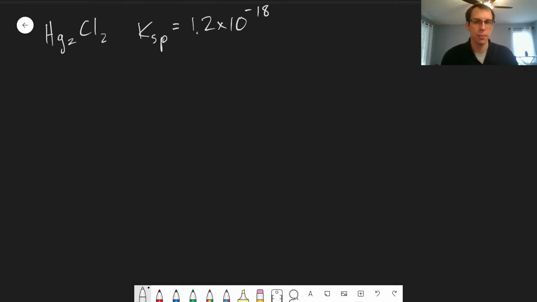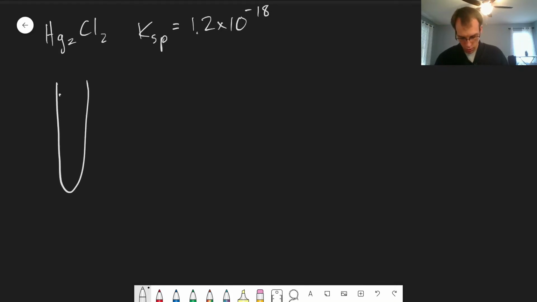Let's look at one other example of how we can use a solubility product. In this case, let's imagine we have a solution where we have mercury in solution and no chloride present. So the mercury is happy to be there as an ion. And the question is, if we add chloride into the solution, at what concentration will we start to get precipitate present?